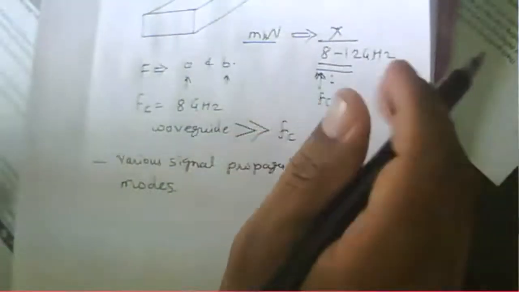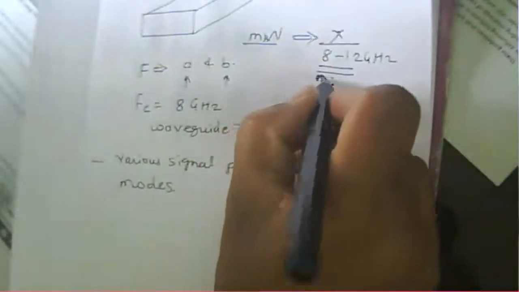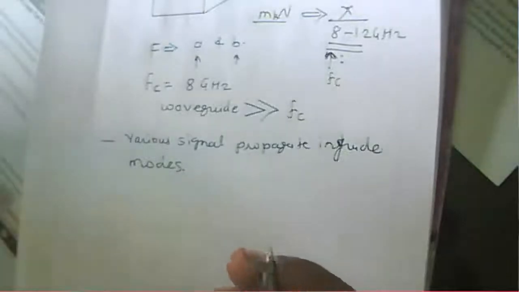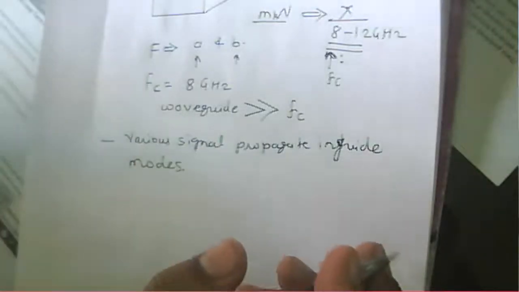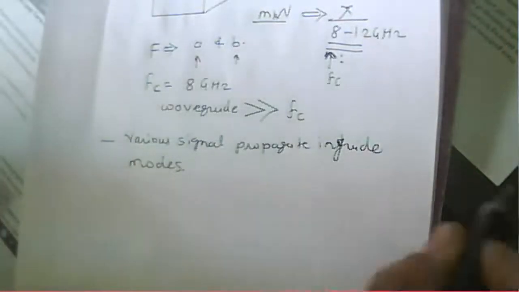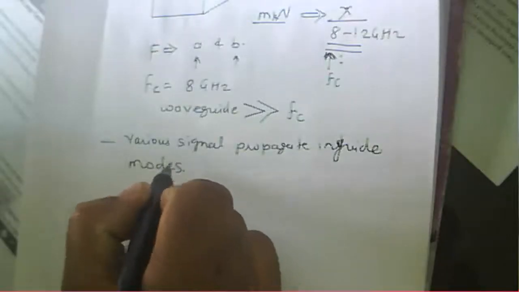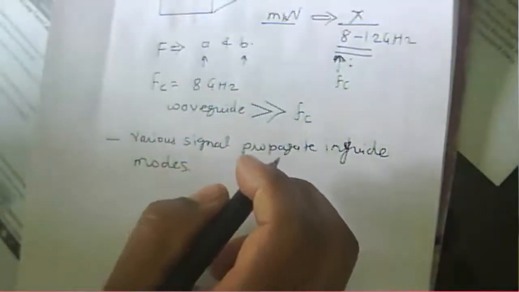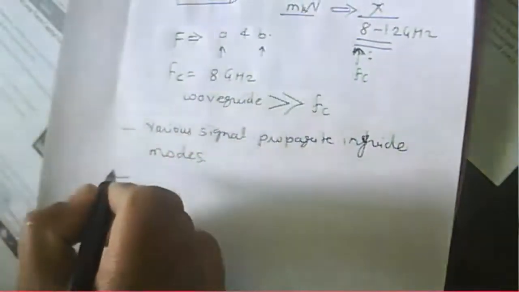Since we are saying 8 to 12 gigahertz, we generally say that it is a band pass filter. But here, above 8 gigahertz the signal propagates. Even above 12 gigahertz, the signal can propagate in the waveguide, so there is no issue. But below that, it does not allow any signal to propagate. So various signals can propagate in a guide, but there may be various modes, and then your signal can be propagating through the guide.